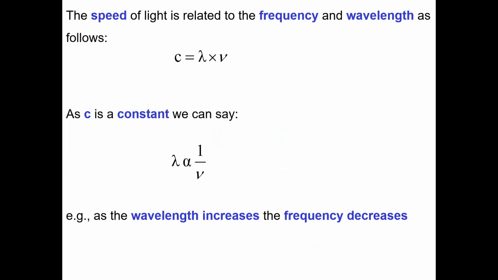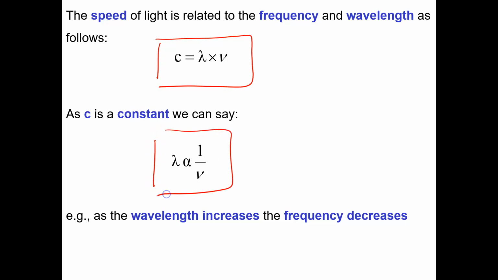So the speed of light is related to its frequency and wavelength by this little formula here. The speed of light is equal to the wavelength of light times by its frequency. So what we can recognize, hopefully, is that the wavelength and the frequency are inversely related. That is, as the wavelength goes up, the frequency goes down, and vice versa. As the wavelength goes down, the frequency goes up.